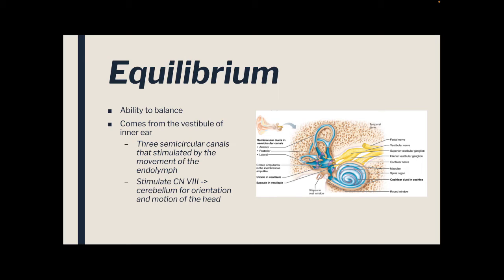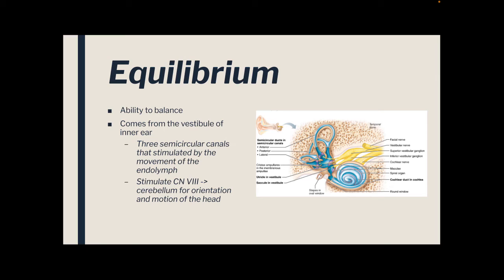So let's talk about equilibrium. Equilibrium is basically how well you're able to balance, and this is going to happen in your inner ear. So your inner ear has something called semicircular canals in the vestibule. The semicircular canals are really important for balance in stationary and moving objects. The semicircular canals also have hair cells, similar to the organ of Corti, that can move when they are stimulated by the endolymph, which is the liquid, just like they would be in the organ of Corti. And remember, the organ of Corti is in your cochlea.